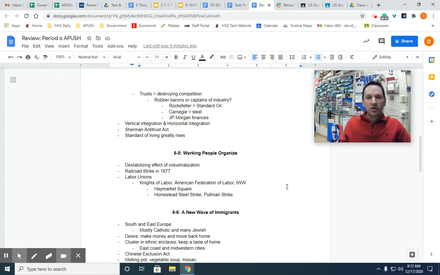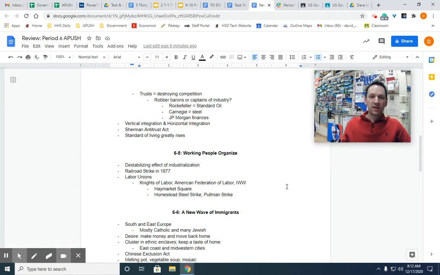So you have men like John Rockefeller with Standard Oil, Andrew Carnegie with Carnegie Steel. You've got J.P. Morgan, who's the financier to the stars. You know, the guy that put together General Electric in 1893 with Edison's inventions. He bought Carnegie Steel in 1901 and created U.S. Steel.